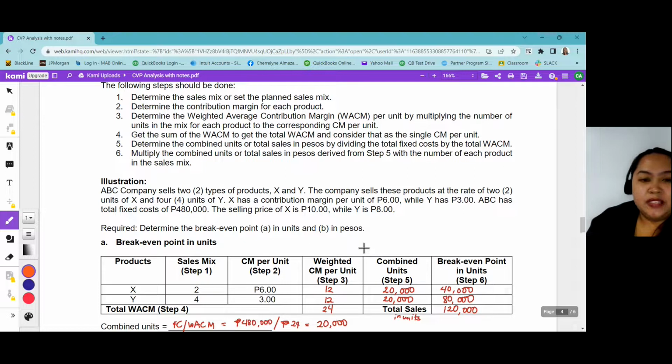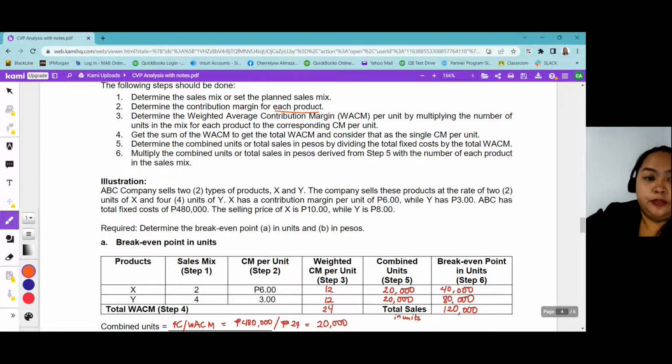So, first is determine the sales mix or set the planned sales mix. And then next is determine the contribution margin for each product. And next is determine the weighted average contribution margin per unit by multiplying the number of units in the mix for each product to the corresponding CM per unit. Fourth, get the sum of the weighted average contribution margin to get the total WACM, or the weighted average contribution margin, and consider that as a single contribution margin per unit.